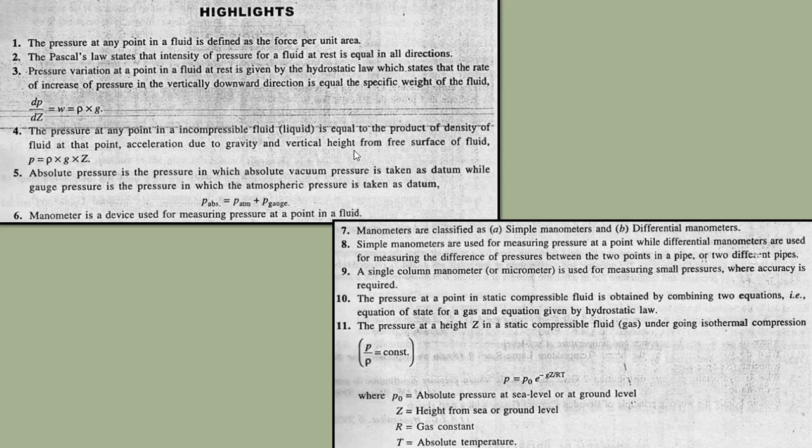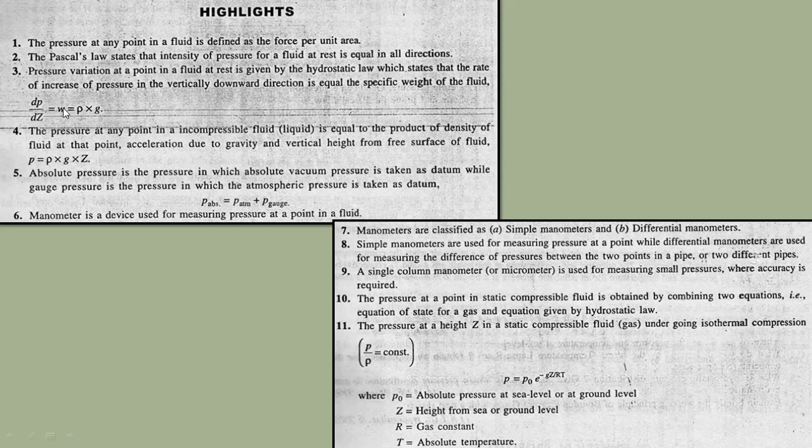Then the highlights of unit number 2. Now the pressure at any point in a fluid is defined as the force per unit area. Pascal's law states that the intensity of pressure for a fluid at rest is equal in all directions. Pressure variation at a point in a fluid at rest is given by the hydrostatic law, which states that the rate of increase of pressure in the vertically downward direction is equal to the specific weight of the fluid.